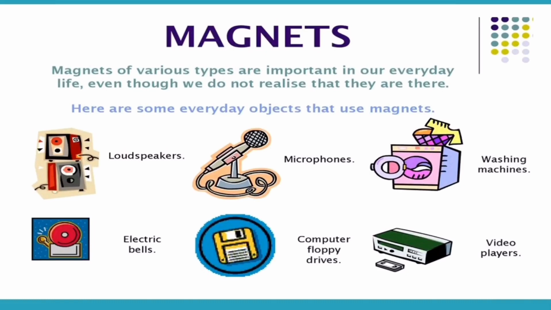See the uses of magnets in our everyday life situations. Here you can see the magnets are used in different devices that we use in our daily life, like loudspeakers, microphones, washing machines, electric bulbs, floppy disks, computers, and video players.